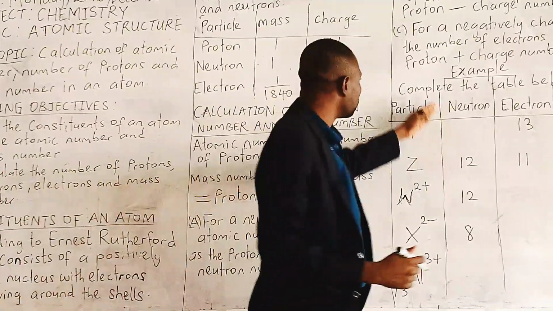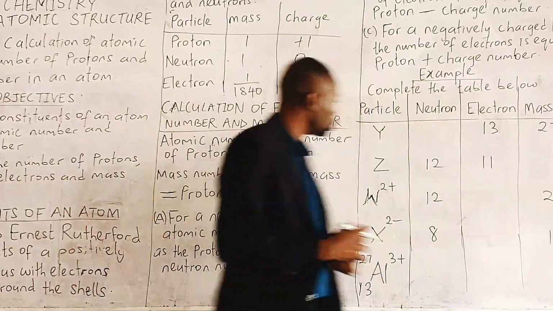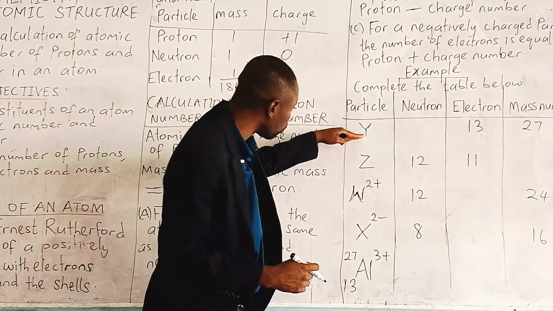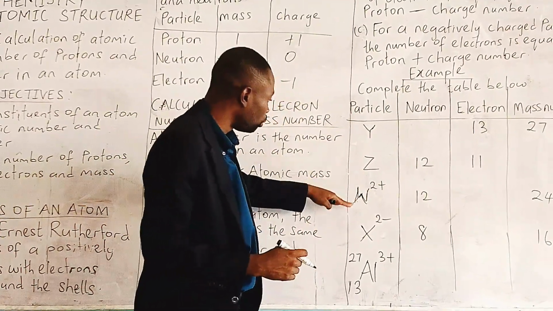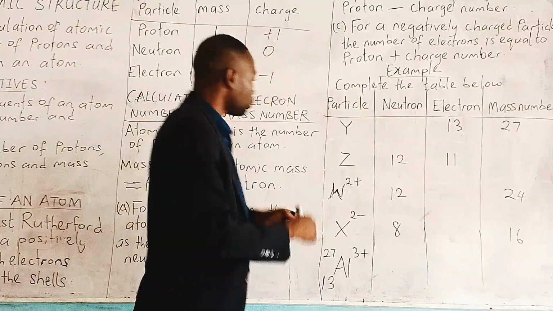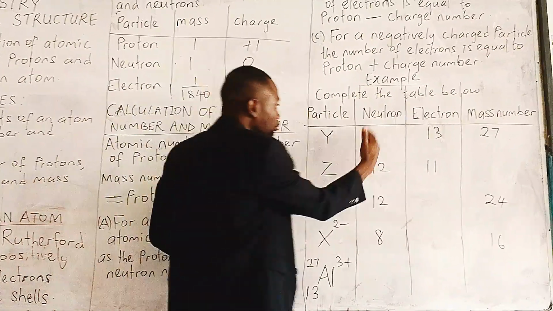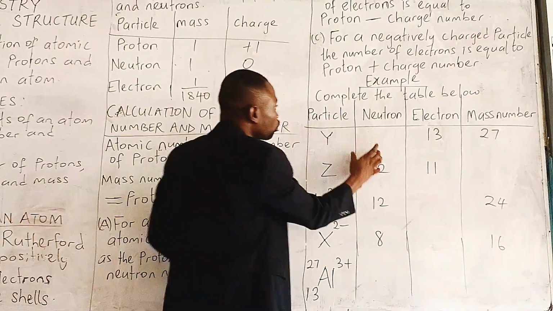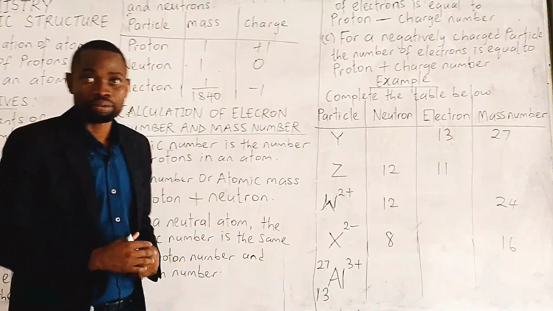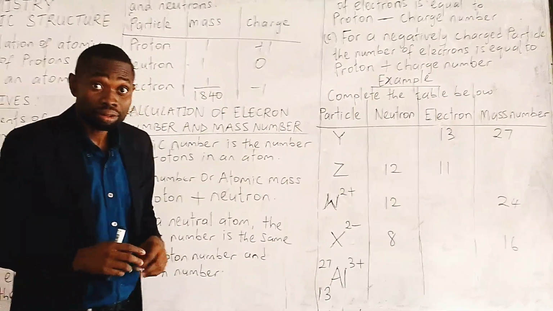Look at this example. Complete the following table. We have different particles: particle Y, particle Z, W2+, X2-, and Al3+. We already have some information given on each of them, so we want to complete the empty spaces in the table.